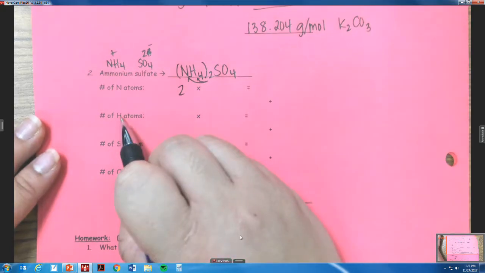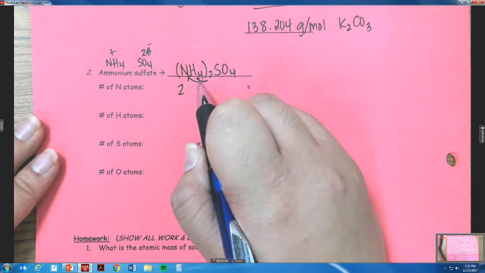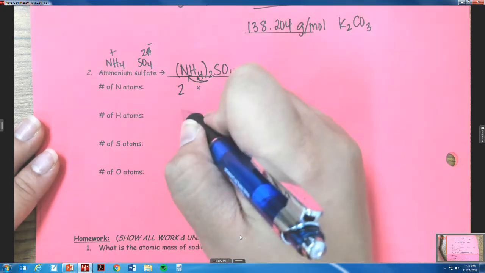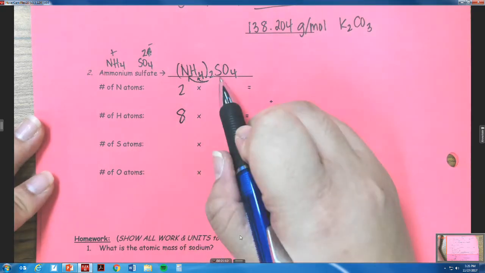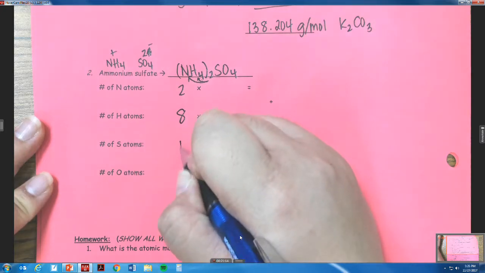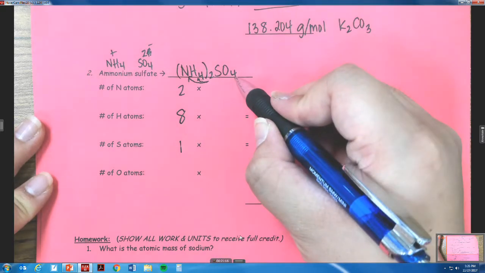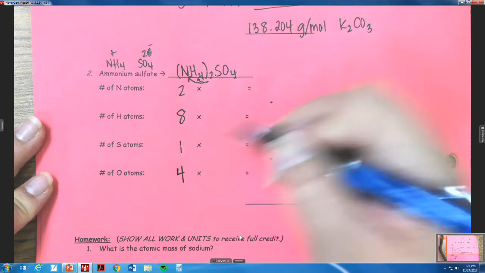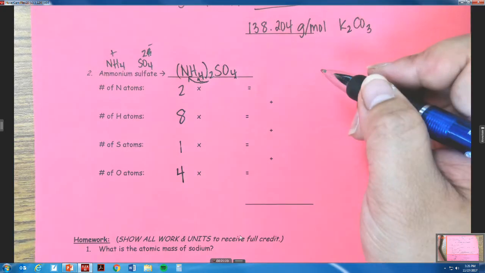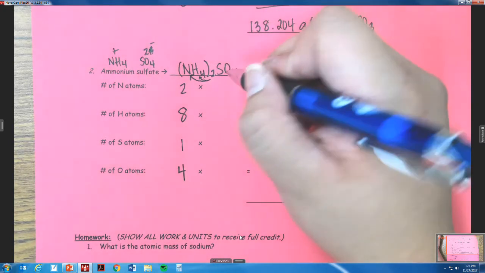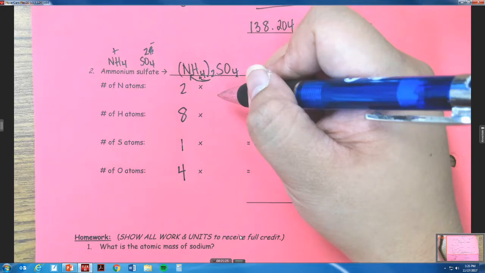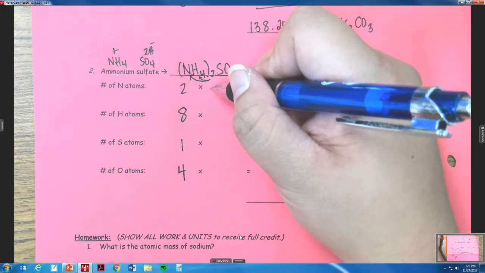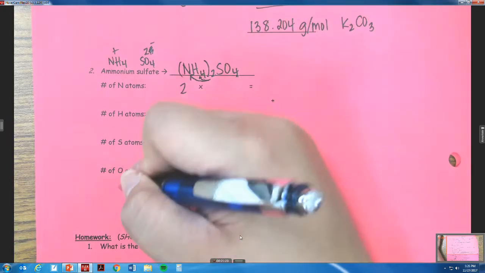How many hydrogen atoms do we have? Well, 4 times 2 is 8. How many sulfur atoms do we have? 1. And how many oxygens do we have? We have 4. Again, look at your periodic table and try to figure out what the atomic mass is for each of these atoms.